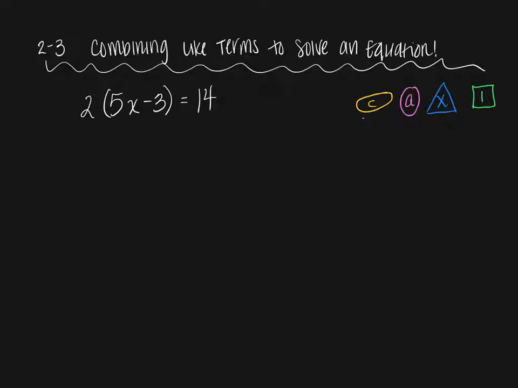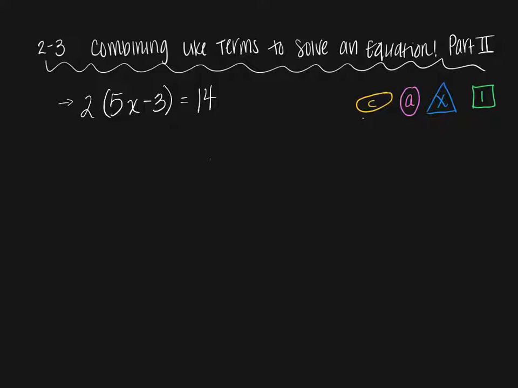So last night we were looking at how to combine like terms to solve an equation, and tonight we're going to be doing the same thing, but this is going to be part 2. So make sure you have a piece of paper out and your colored pencils, and make sure you have this equation down here copied on your own paper. Pause me if you need to.